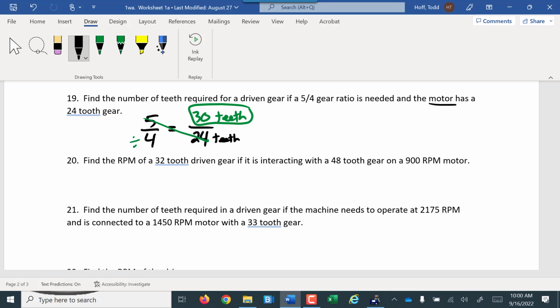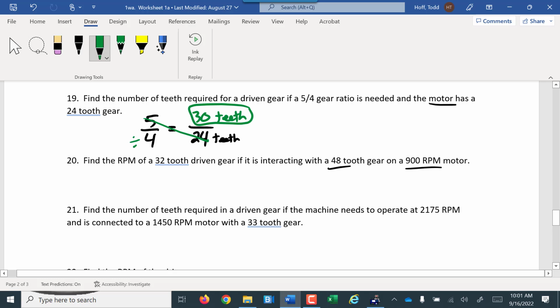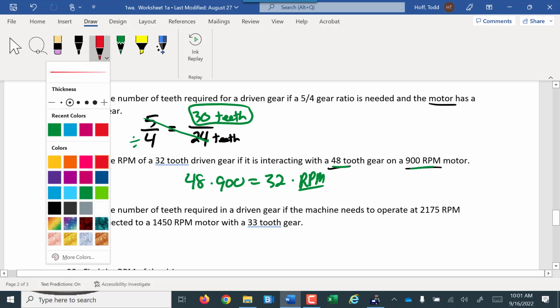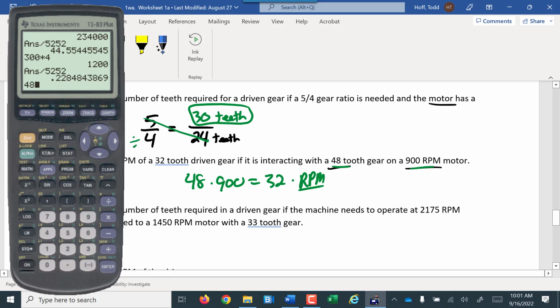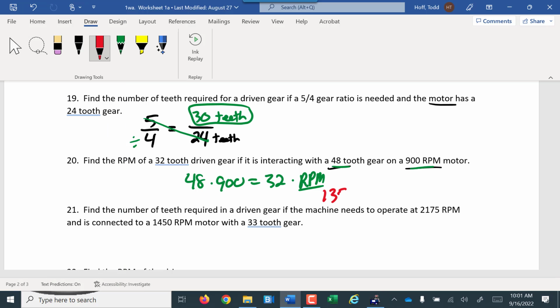Find the RPM of a 32-tooth driven gear interacting with a 48-tooth gear running at 900 RPM. This is just like the pulleys, only instead of diameters, we have the number of teeth. So this is 48 teeth times 900 RPM equals 32 teeth times whatever that RPM is going to be. So where do we start? 48 times 900, and then divide by 32. Giving us 1,350 RPM.